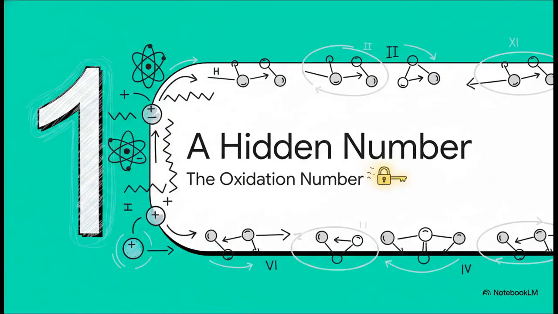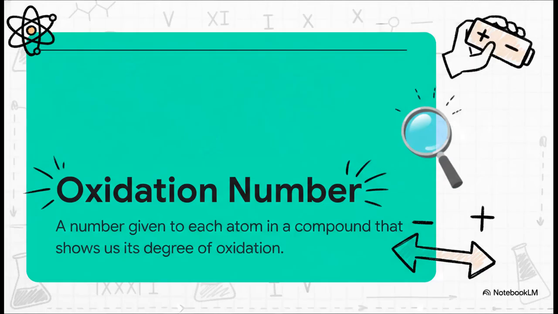Well, the key to solving this whole naming mess is a kind of hidden number. It's called the oxidation number, and it's the secret piece of information that's going to unlock the correct name for each of those bottles. So, what exactly is an oxidation number? You can think of it as a value that we assign to an atom that tells us about its charge inside a compound. It can be positive, it can be negative, or it can be zero.